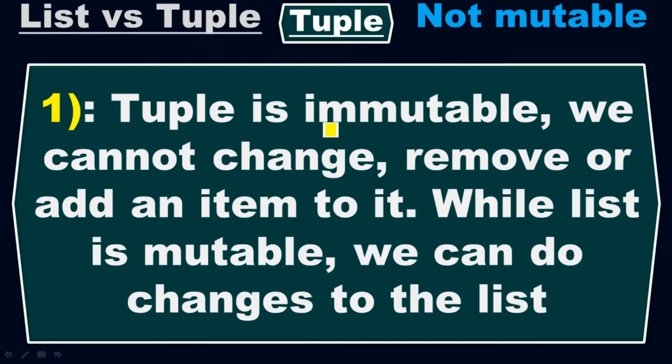Tuple is immutable. You cannot change or remove an item or element in the tuple, while list is mutable. The quality of the list is that it is mutable. We can do changes to the list. We can remove or change an item in the list, but we can't do this to the tuple. It is immutable. So this is the very first difference of list and tuple.